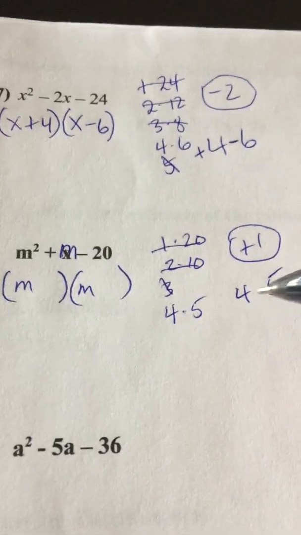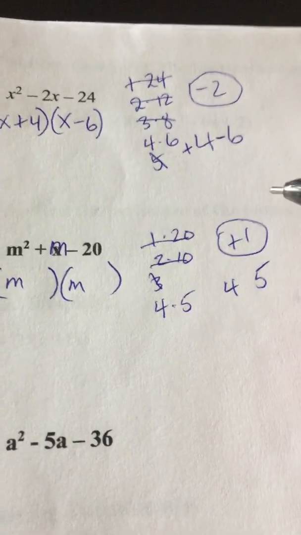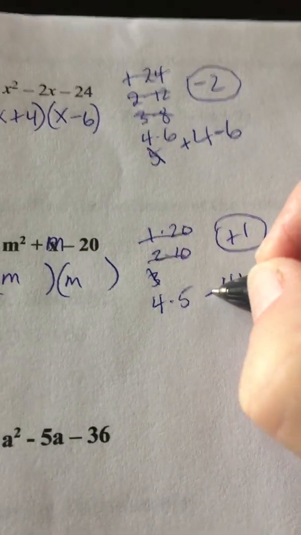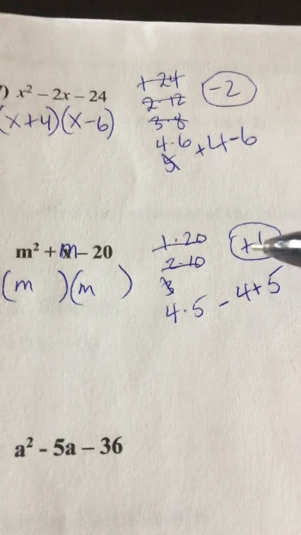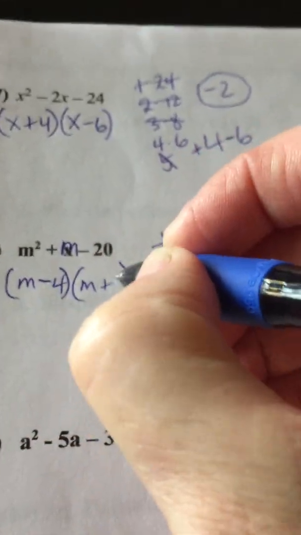So if I'm subtracting, that means one's going to be positive, one's going to be negative. Who needs to win, good guys or bad guys? Good guys. So I'm going to make the bigger number positive and that one's negative. And then check it with the calculator. Negative 4 plus 5 should be a positive 1. So negative 4 plus 5.